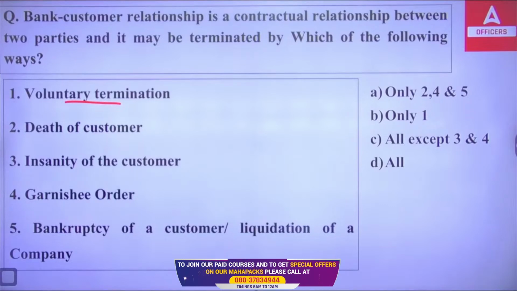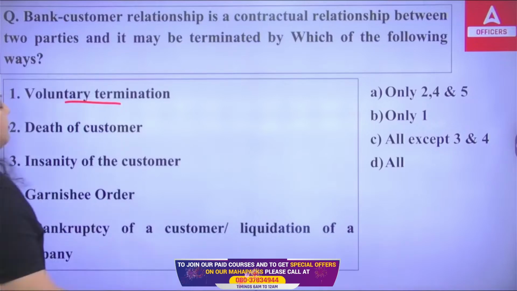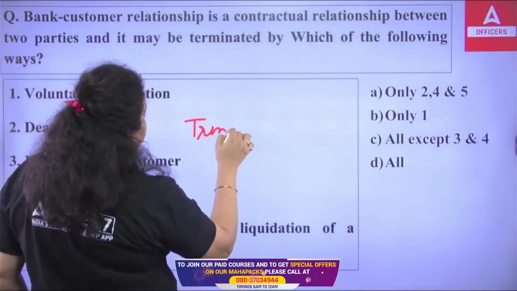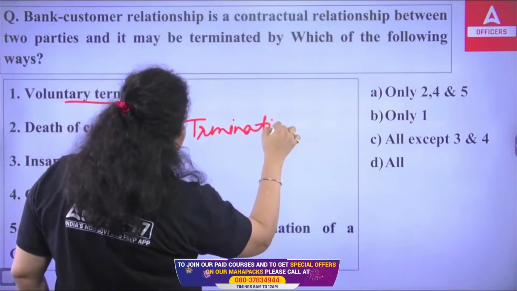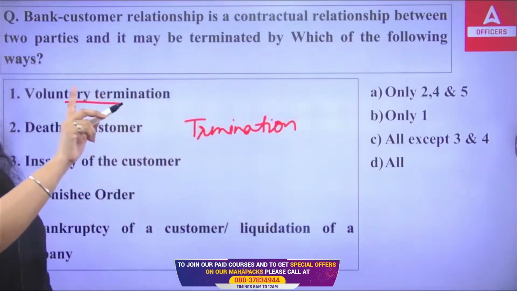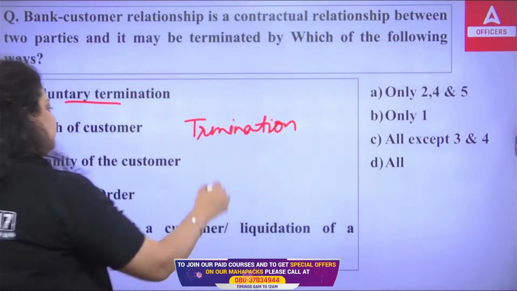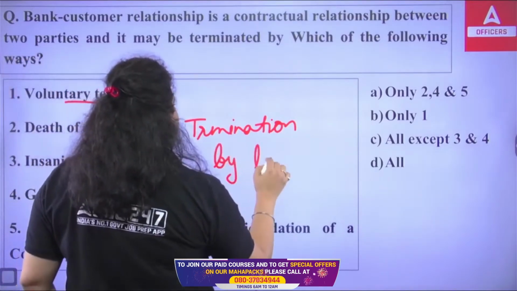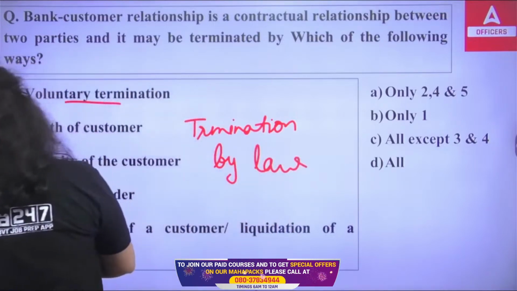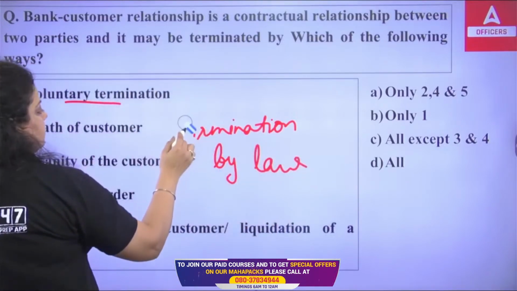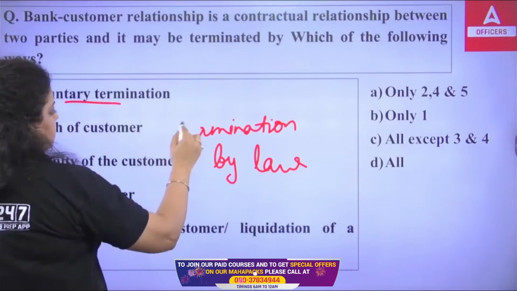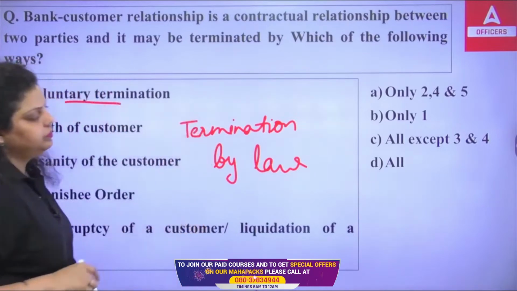Okay. Now, apart from that, the second way is termination of this contractual relationship between a banker and customer. The termination will be done by law. The termination will be done by law.